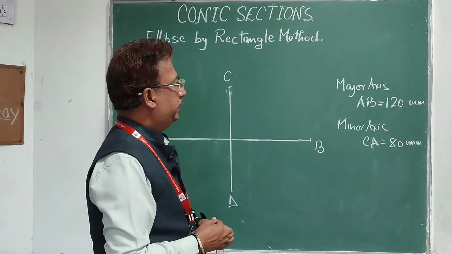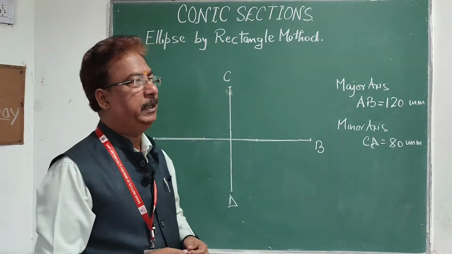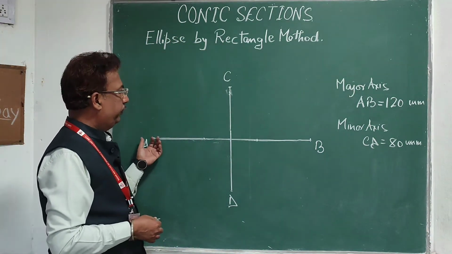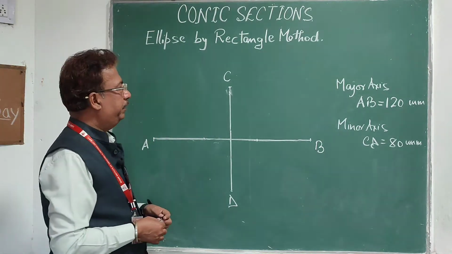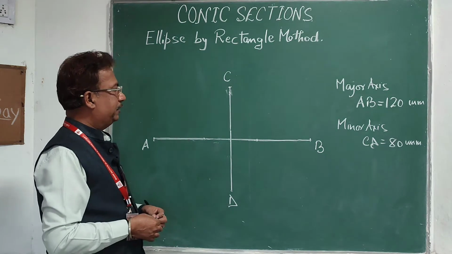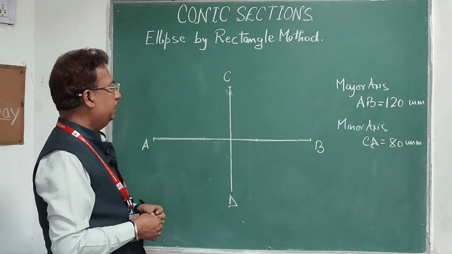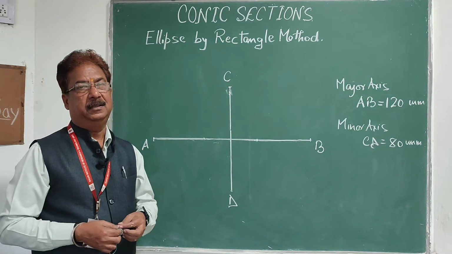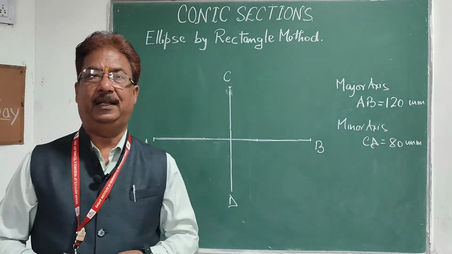Given that major axis AB will be 120 mm and minor axis CD will be 80 mm. As you know that major and minor axes are perpendicular bisectors. So what we have done, initially we started with AB, a horizontal line, that is 120 mm, and perpendicular bisector of that, CD, will be 80 mm. As you know that the major axis and the minor axis will terminate at the curve. So A, B, C and D are the 4 points on the ellipse.